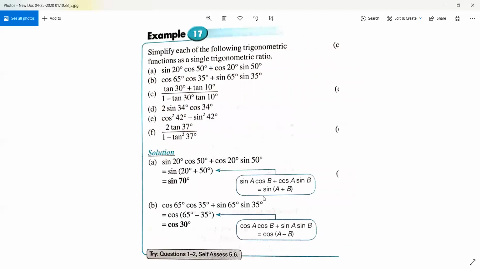Okay, so let's see. Simplify each of the following trigonometric functions as a single trigonometric ratio. Sine 20 cosine 50 plus cosine 20 sine 50. So this one is sine A cosine B plus cosine A sine B, so in the end you become sine A plus B, which is actually sine 70 degree. How about this? Cosine 65 cosine 35 plus sine 65 sine 35. So this is a plus, so in the end this one becomes minus. So cosine 65 minus 35 becomes cosine 30.